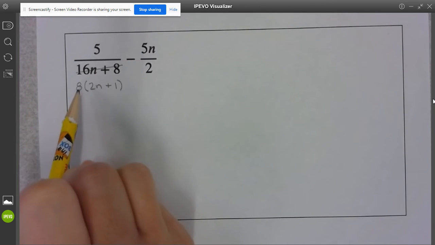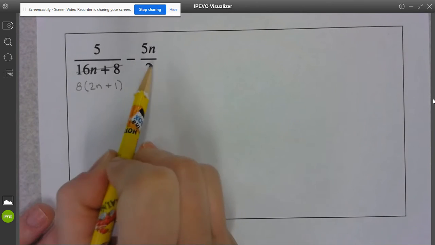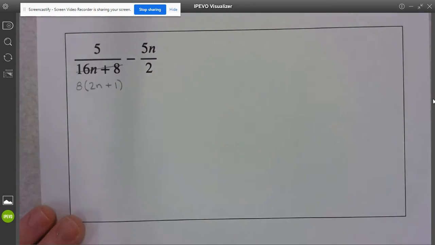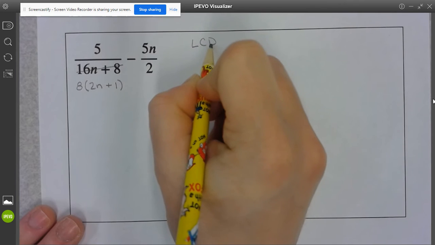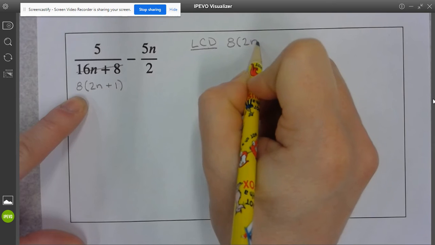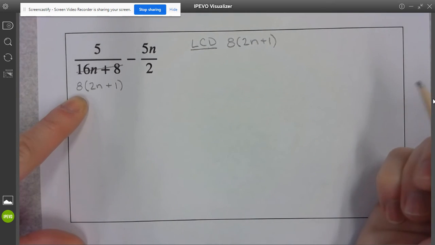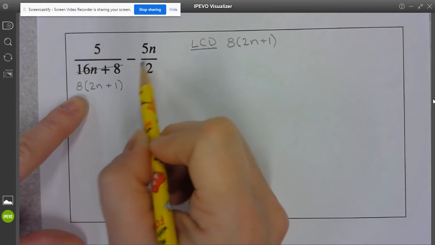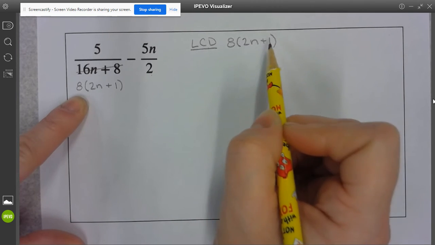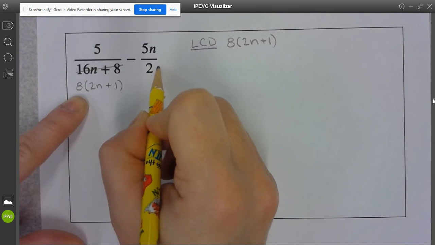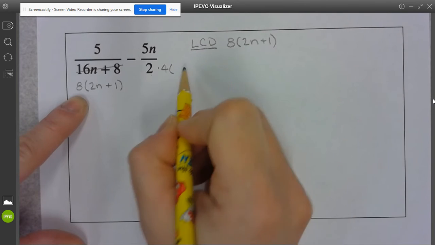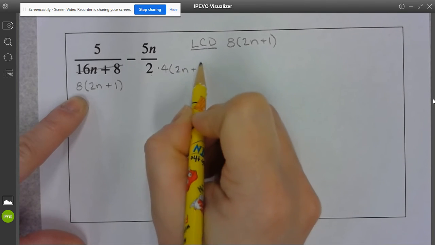Now there is a 2 hiding inside of this 8. So this isn't missing all of this denominator. It's only missing part of it. So my least common denominator is actually going to be this first denominator, 8 times 2n plus 1. So then I need to figure out what's missing here to make 2 look like 8 times 2n plus 1. Well, I would have to multiply that by 4 to make it look like 8. And then I'm also missing 2n plus 1.